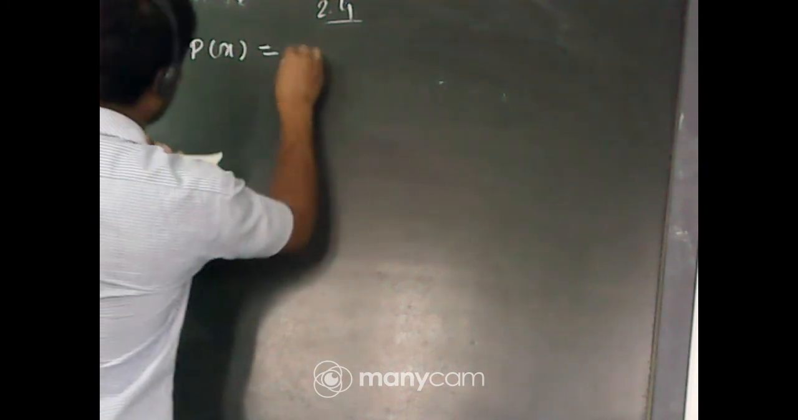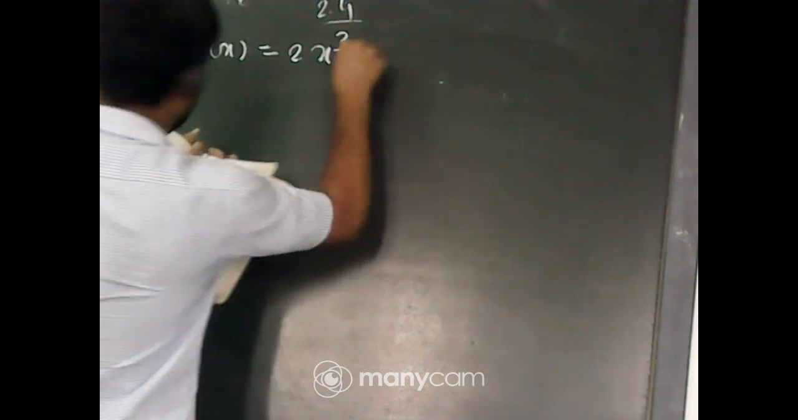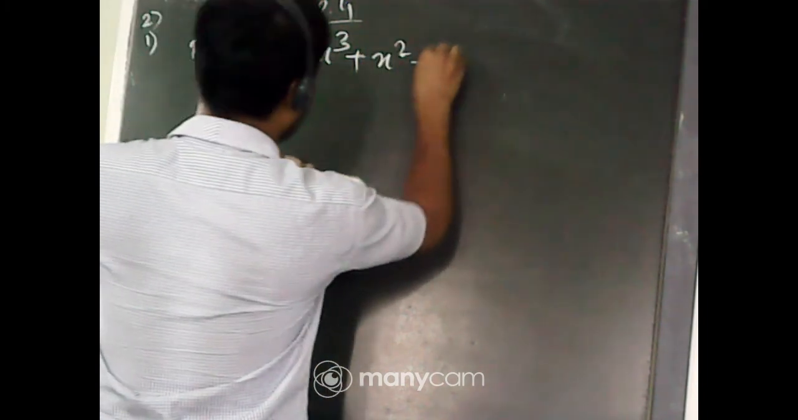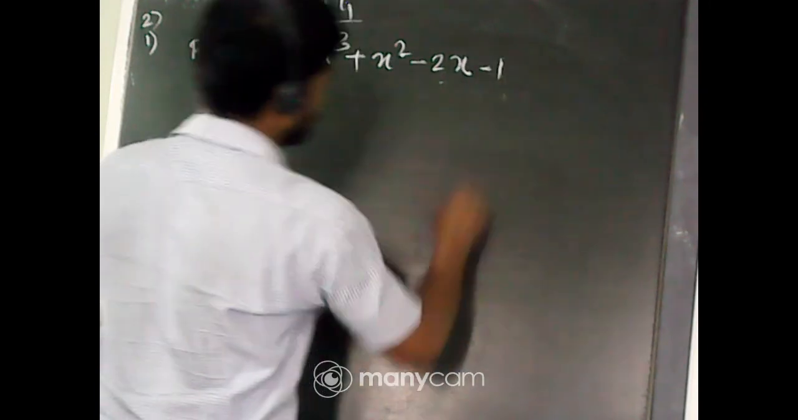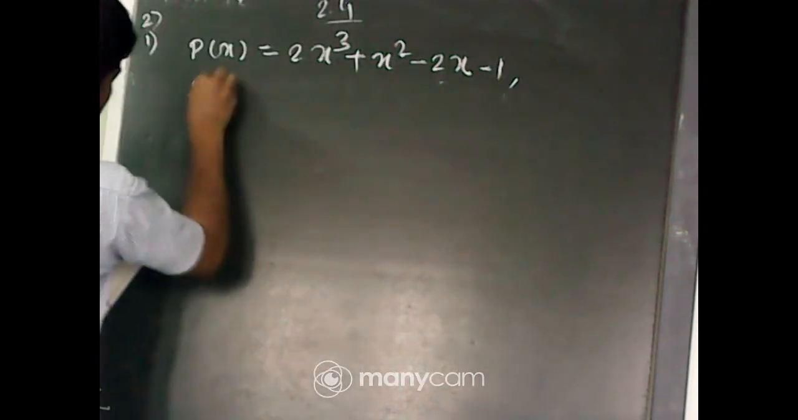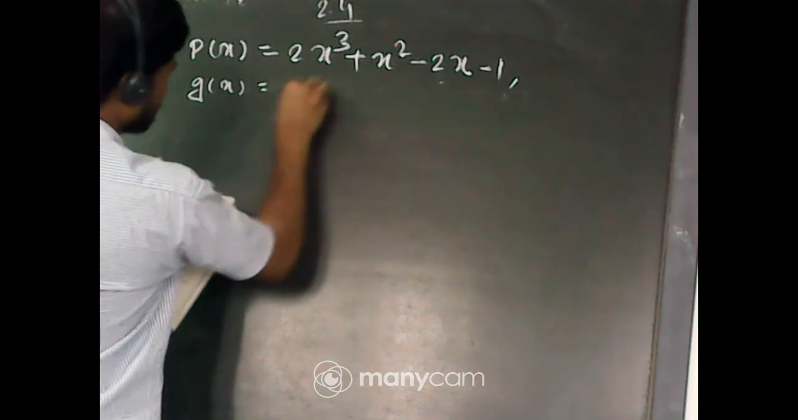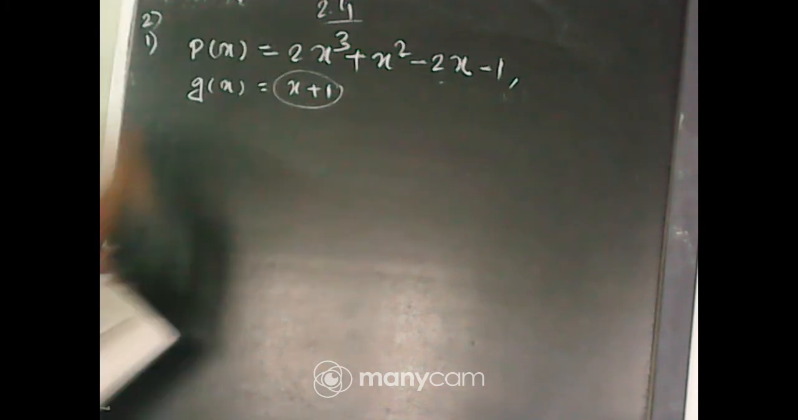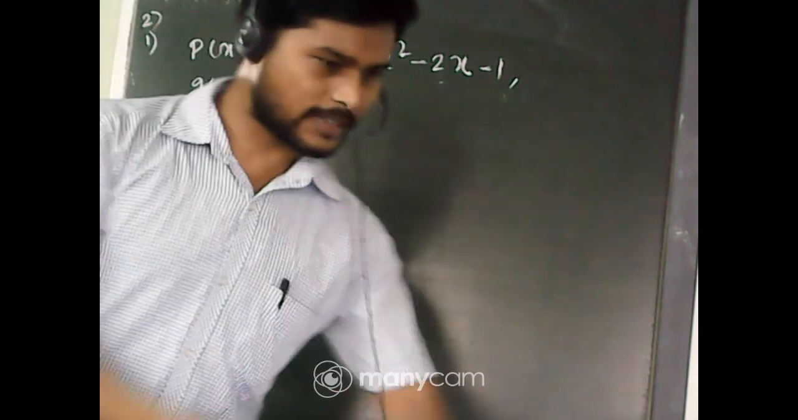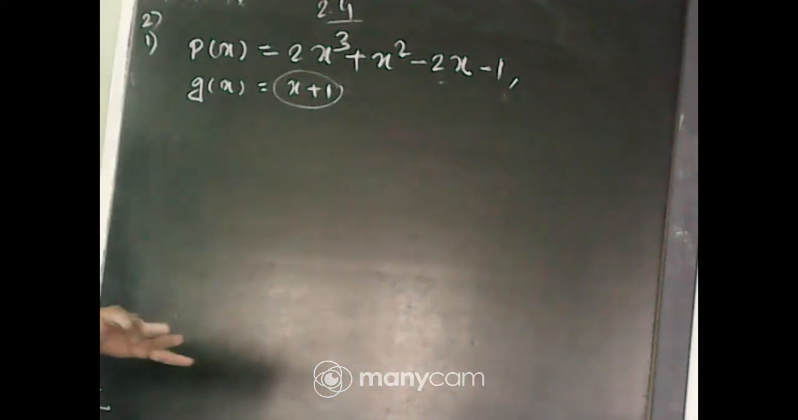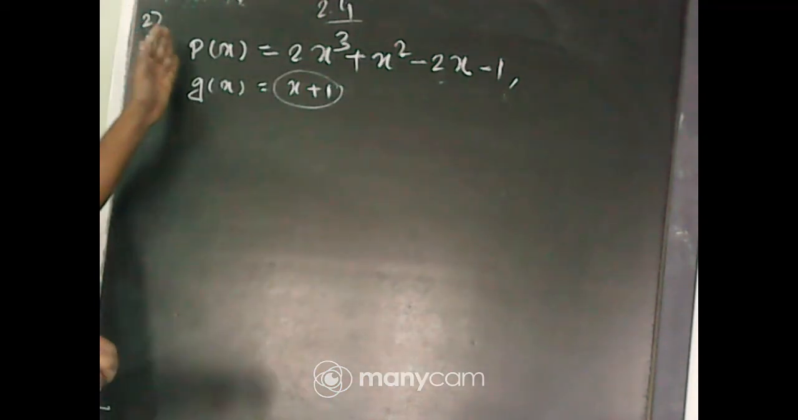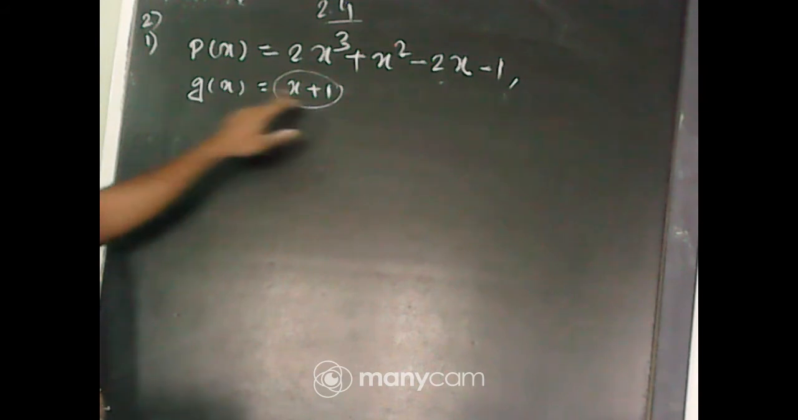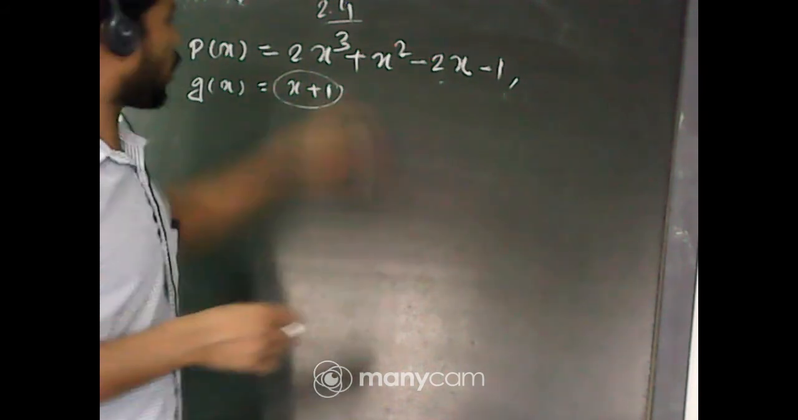Okay, so p of x is given. Question number 1 to 1. P of x is equal to 2x cube plus x square minus 2x minus 1, and g of x is given as x plus 1. We have to check whether g of x, that is x plus 1, is a factor of the polynomial or not. So you can see that the question is just similar as before.